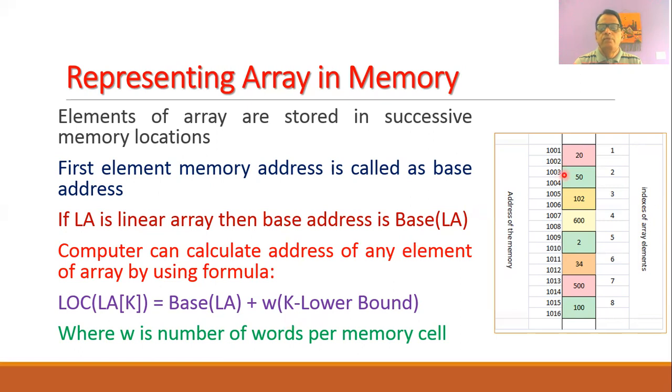For example, if the first element is concerned, then its base address will be 1001. Now, if I want to find the address of the fourth element, then I will add 1001 plus 2 times (K minus lower bound), because here W stands for 2. So K is the fourth element, and therefore 4 minus 1, which is 3. So one can easily find that for this element the address will be 1007.